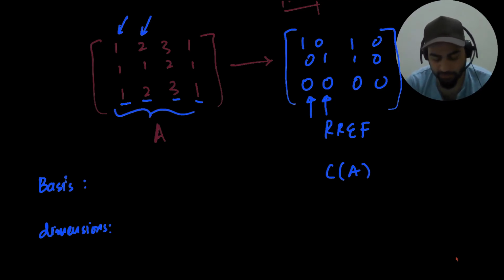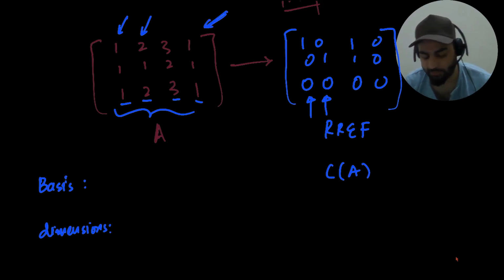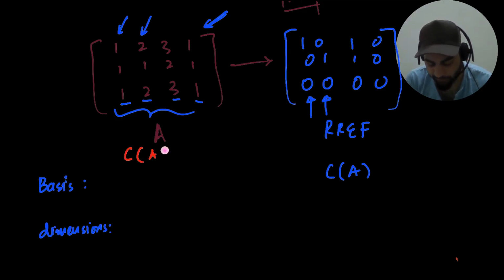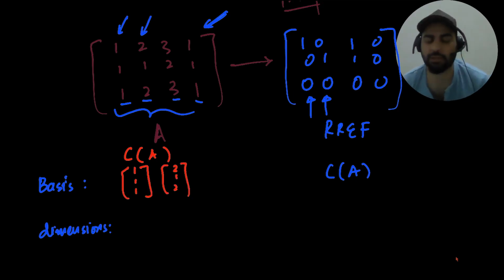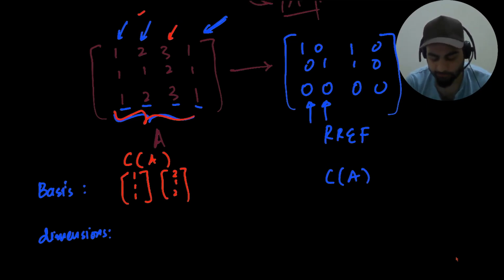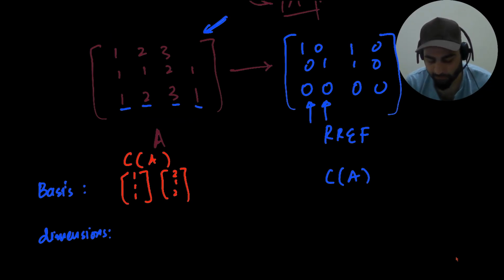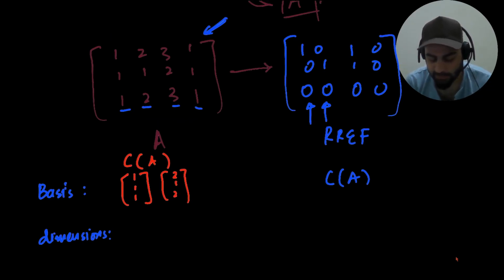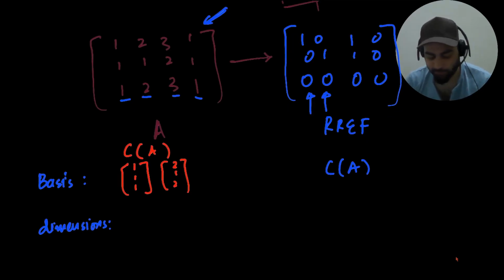So if somebody asks me what the basis of this matrix A is, I can take just two vectors. The basis of the column space of A is 1 1 1 and 2 1 2. These two vectors span the whole column space of A. I can get the third column, 3 2 3, just by adding the first and second columns. The fourth column I can get directly from the first column. So any linear combination of these columns can be achieved by taking a linear combination of these two columns. So this is the basis.